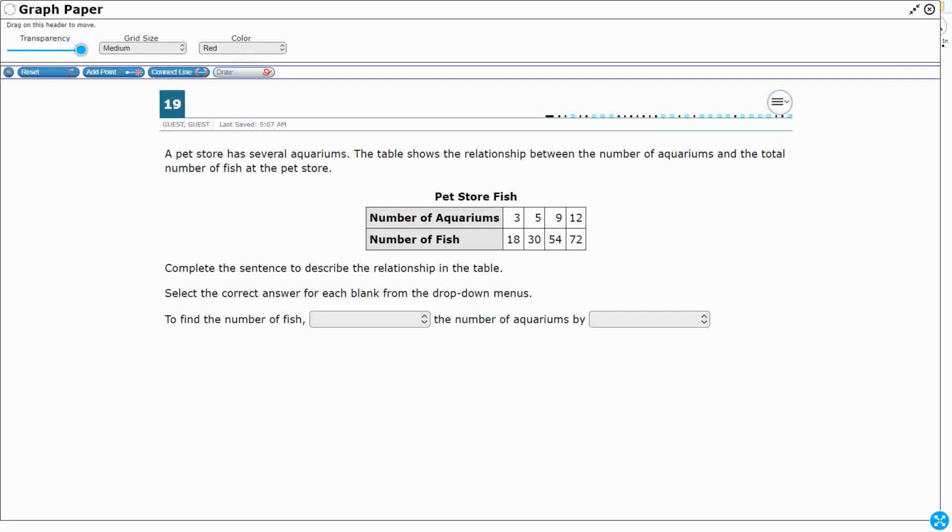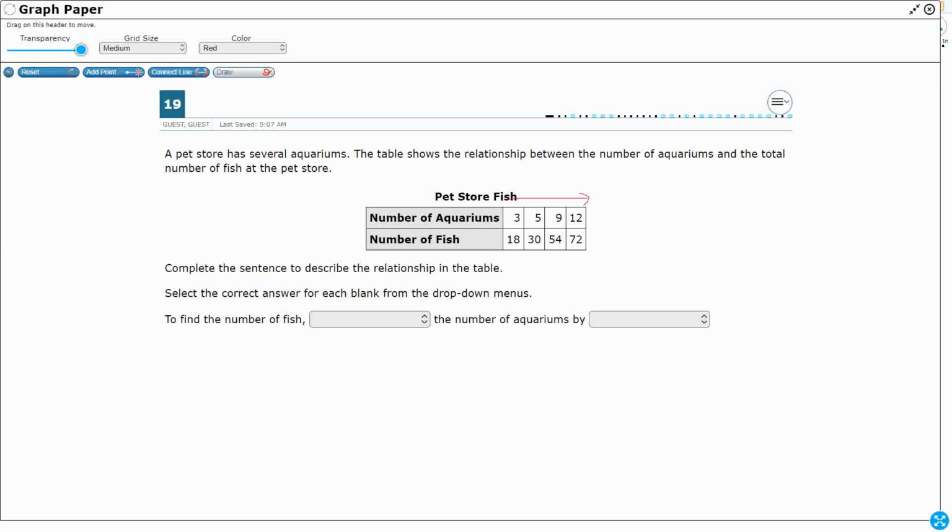We have a pet store with several aquariums, and so there's a relationship here. Now this is a table. We need to notice the table goes side to side, right? Sometimes you'll get your table that goes up and down, but in this case the table moves from left to right.